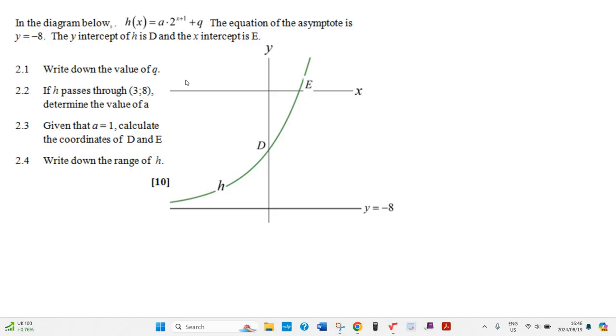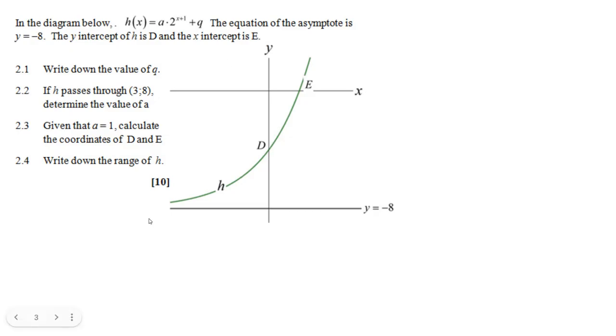And if you know your exponential equations, you know that this is the form of an exponential equation, and that this q here is this asymptote right here, y equals minus 8. That's why this is such a nice question. Write down the value of q. Well, q is minus 8, and that's all there is to it.